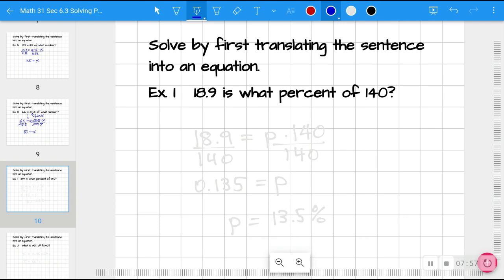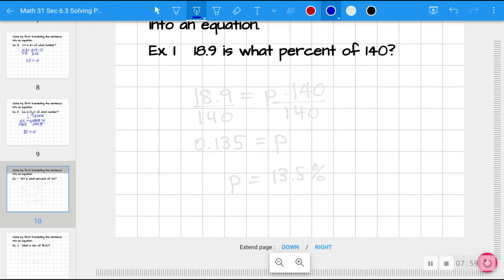Okay. We're down to the last 3 or 4 here, so we're getting close. 18.9 is what percent of 140? Let me reiterate that when you're looking for the percentage, you want to use a different variable name. And that's to remind you that you have an extra step at the end. Okay, so let's get this going here. 18.9 is what percent of 140?